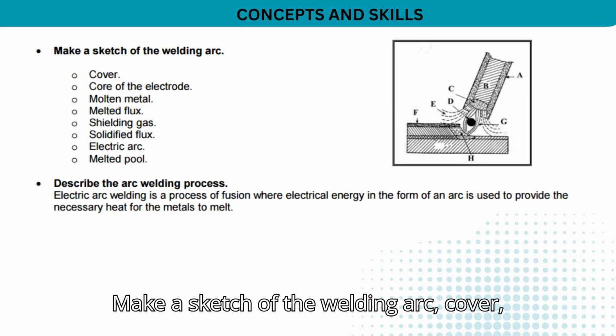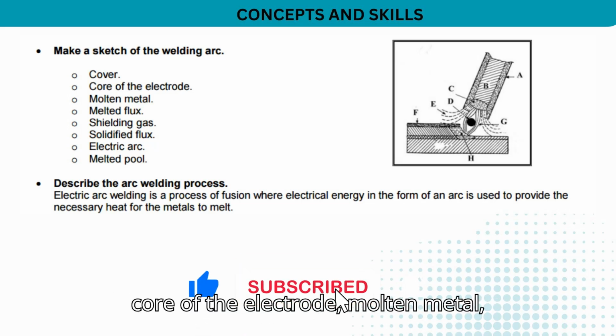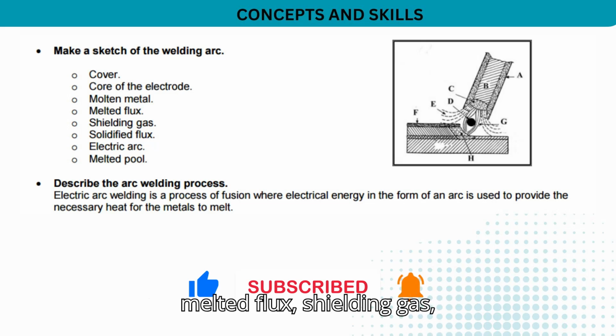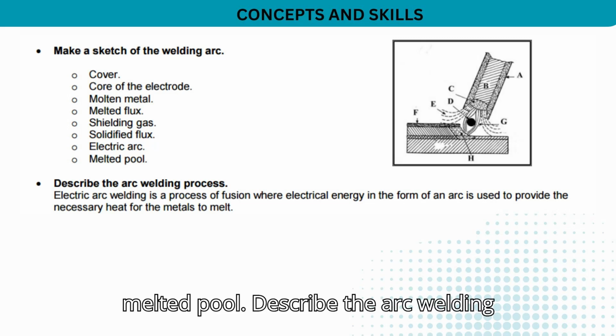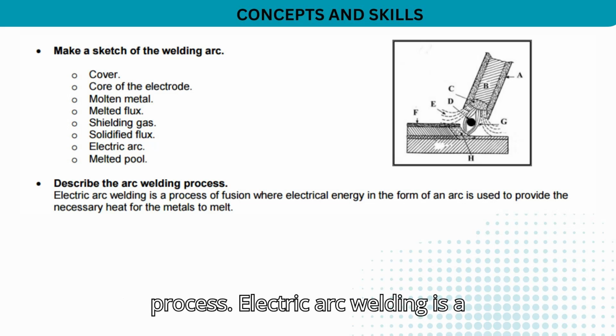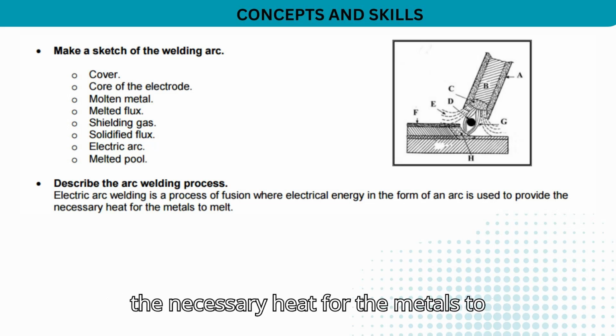Make a sketch of the welding arc. Cover. Core of the electrode. Molten metal. Melted flux. Shielding gas. Solidified flux. Electric arc. Melted pool. Describe the arc welding process. Electric arc welding is a process of fusion where electrical energy in the form of an arc is used to provide the necessary heat for the metals to melt.